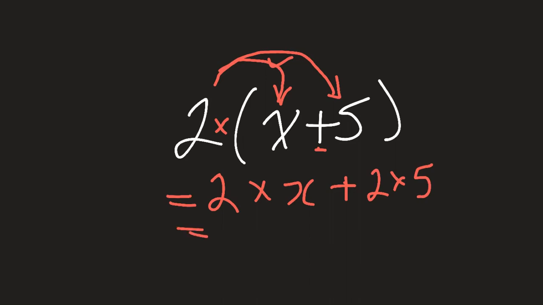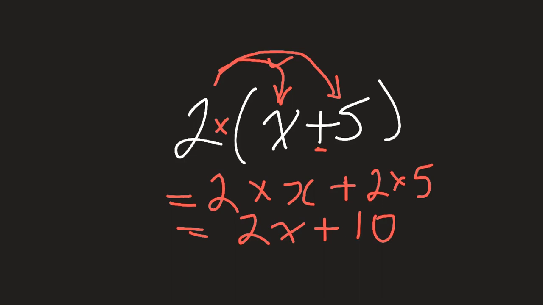Now we deal with our multiply signs first. So it's 2 times x, that's 2x. And write a plus sign, and next we do what's 2 times 5, and that's 10. Once you've got that done, you've simplified this as far as you can. There's not much more you can do right now, so that's as far as you can go. And that's basically expanding brackets.